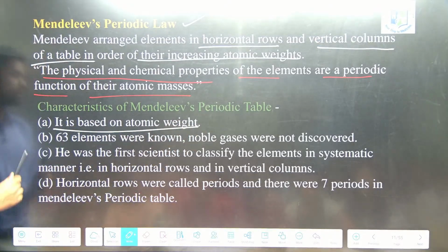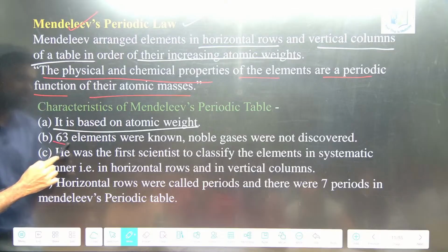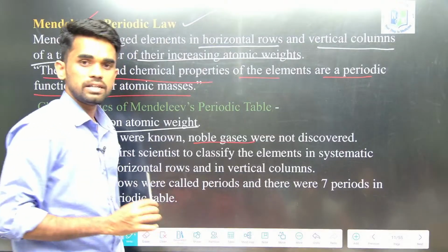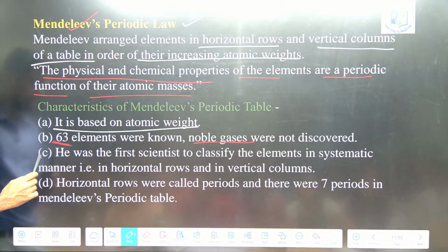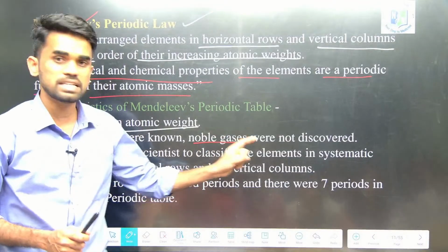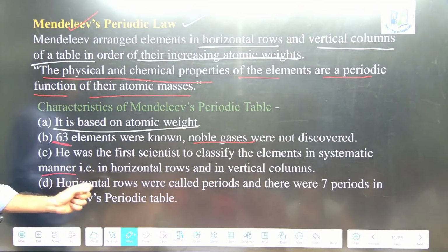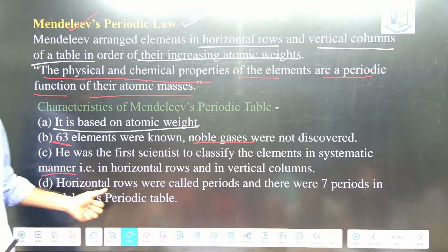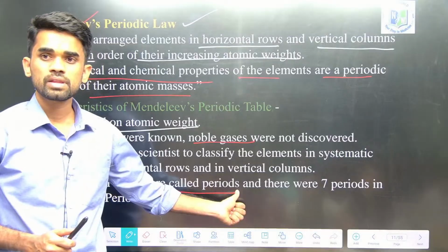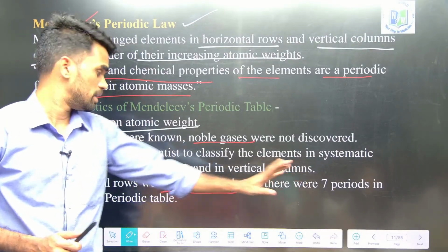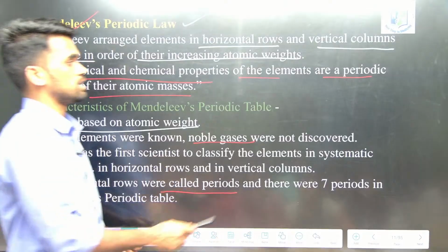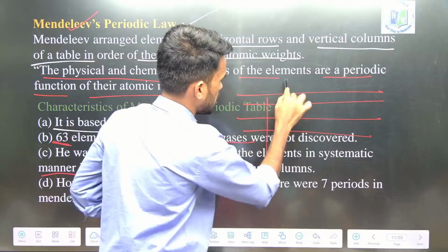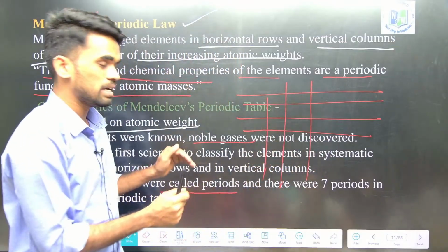Atomic weight. Okay, so when he was classifying, how many elements were known? 63 elements were known. At that time noble gases were not discovered. Then next, he was the first scientist to classify the elements in a systematic manner. That is what horizontal rows and vertical columns we are saying now. Horizontal rows are called periods. How many are there? 7 periods. The vertical columns are called, see, horizontal rows like this, how many are there? 7. Like this, how many are there? 8. So you just remember here up to 8 only.